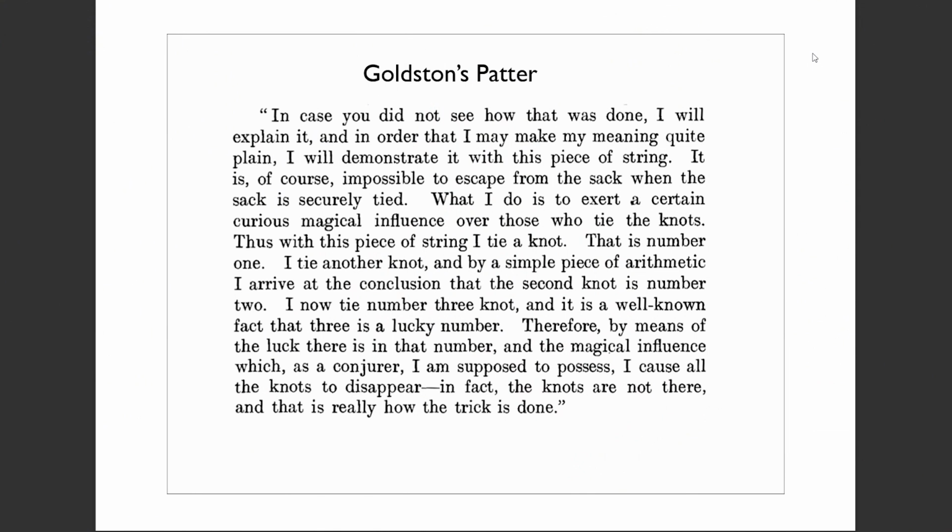Here's Goldston's patter. I'll just read the last part, the number 3 knot, the third stage. He says, "I tie number 3, and it's a well-known fact that it's a lucky number, and thereby, by means of the luck there is in that number and the magical influence which as a conjurer I'm supposed to possess, I cause all the knots to disappear." In fact, the knots are not there, and that is really how the trick is done.